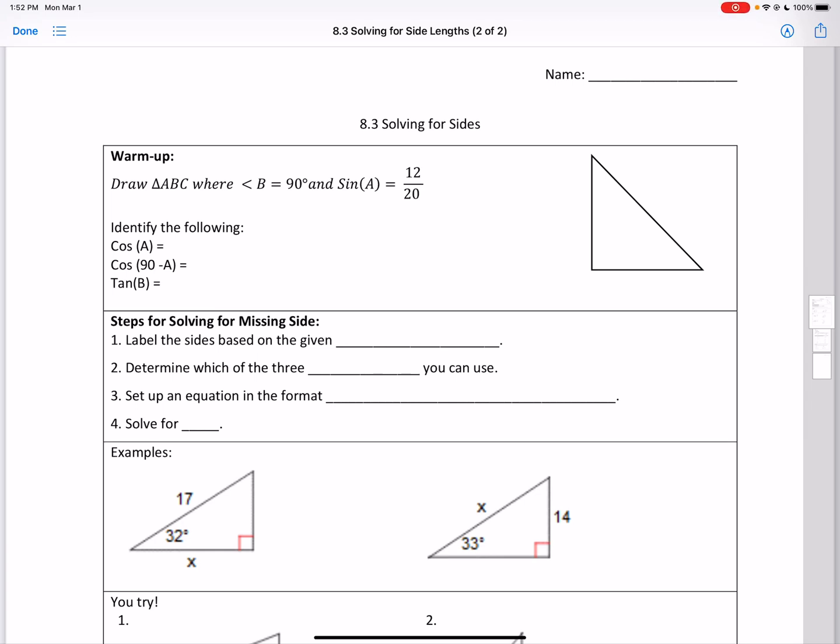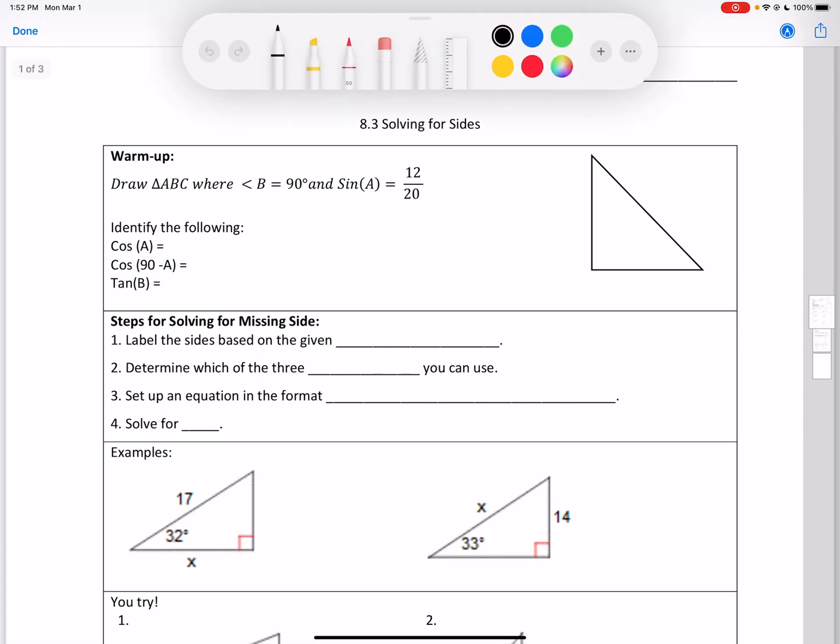Hey guys, today we're going to start with a warm-up where you are labeling the sides and the ratios given the sine of A ratio. So we have, draw a triangle ABC, so I have a triangle here for you where angle B is the 90-degree angle. It doesn't necessarily matter where I put A and C. So it says the sine of A equals 12 over 20.